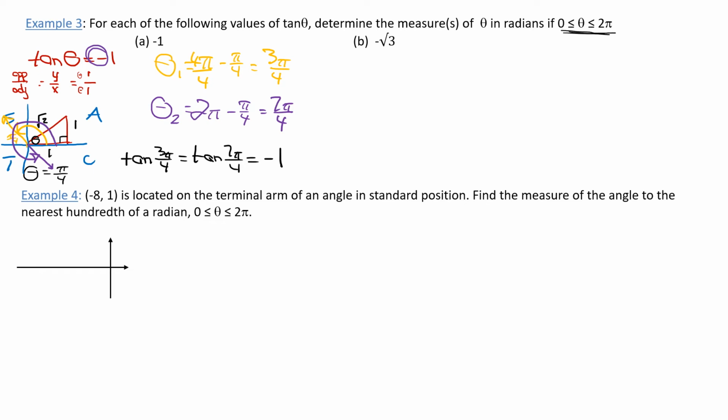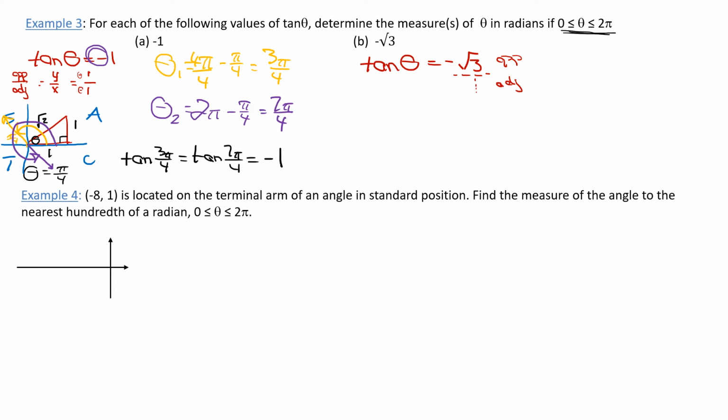Let's try that again. This time we've got a -√3. So this time we're looking for tan theta equals -√3. Let's figure this out again. Let's put an invisible 1 under that there. What triangle gives you an opposite of √3, forget about the negative, and an adjacent of 1? Let's see, draw a little sketch here.